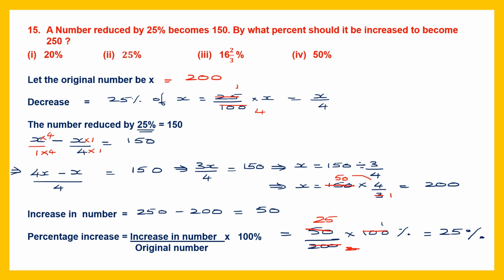So what is our final answer? 25%, which is option 2. We can circle it here also.